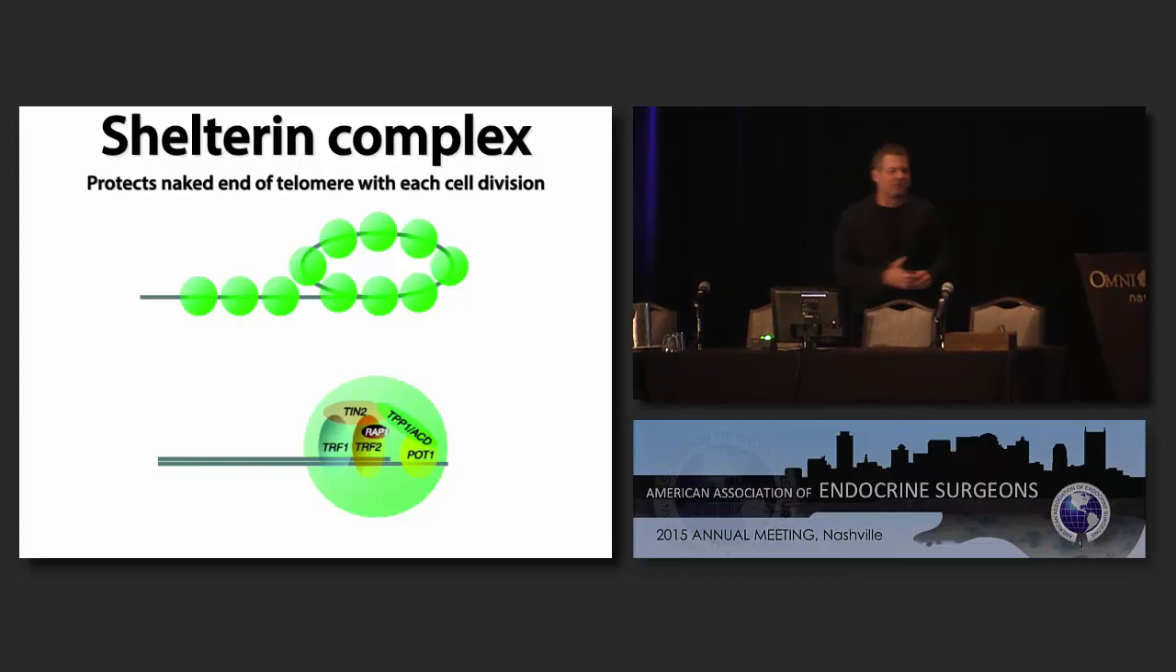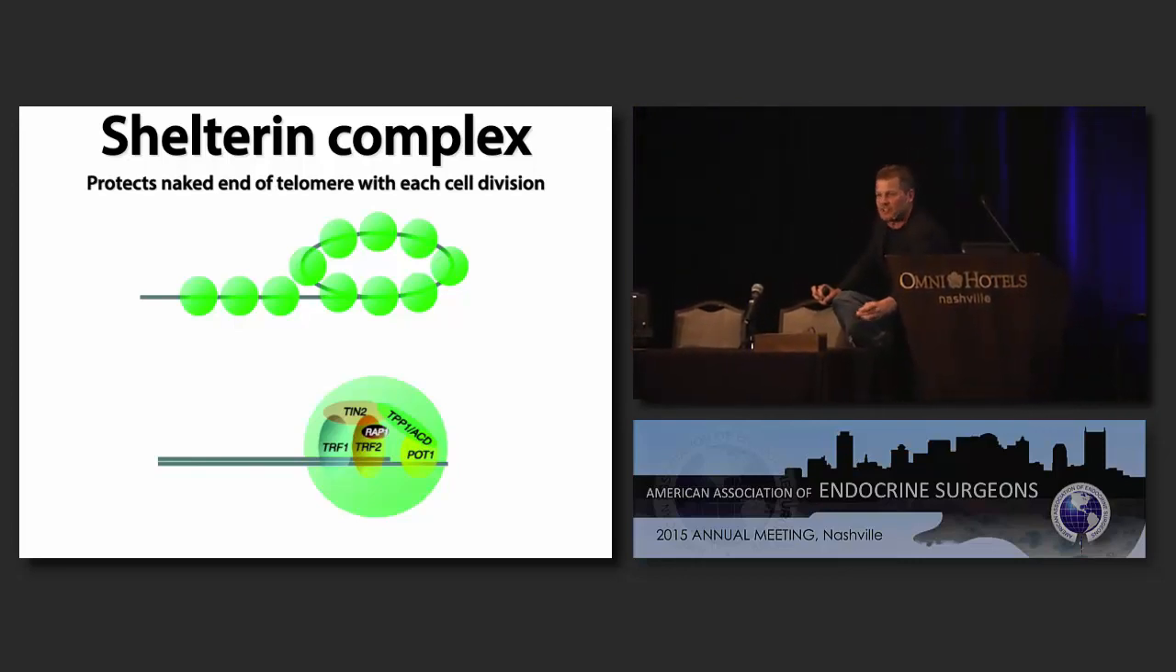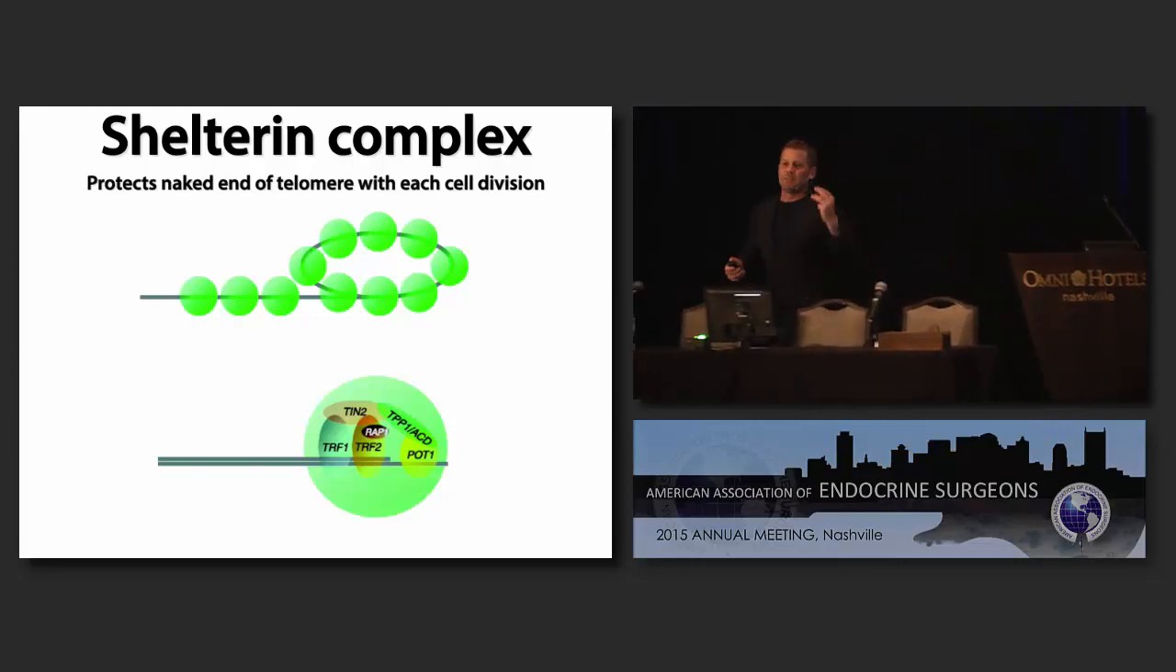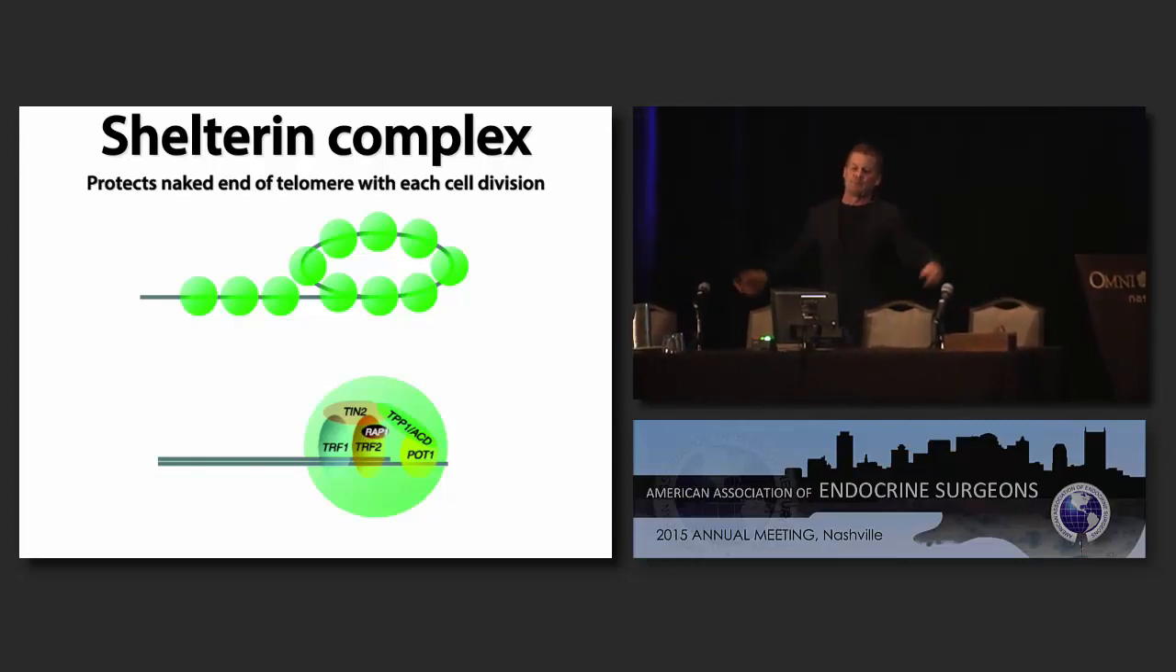Well, all chromosomes, if you look at your own shoelace, has a little piece of plastic on the end. This is the aglet of a shoelace. Your chromosomes have an aglet to keep it from fraying. It's called the sheltering complex, and it assembles and disassembles with each DNA replication.